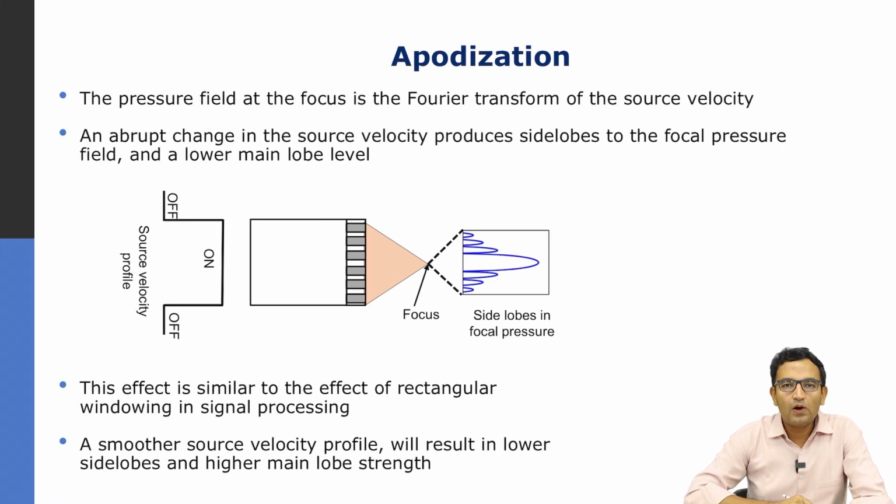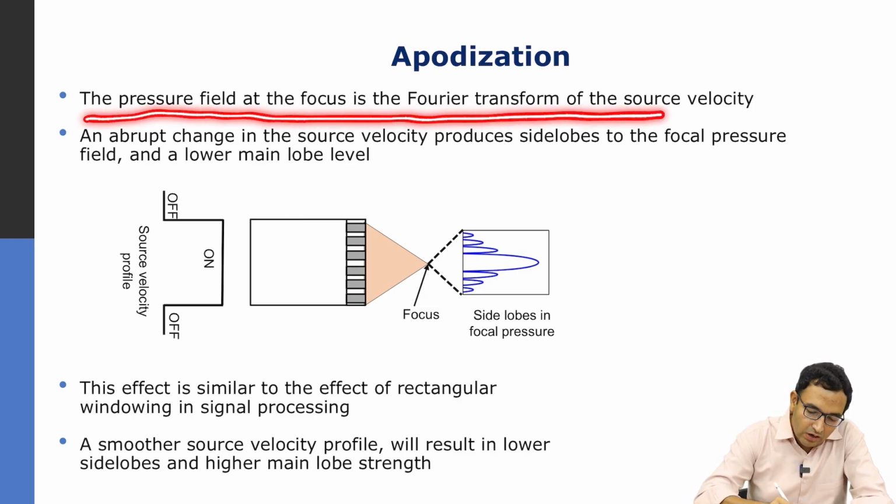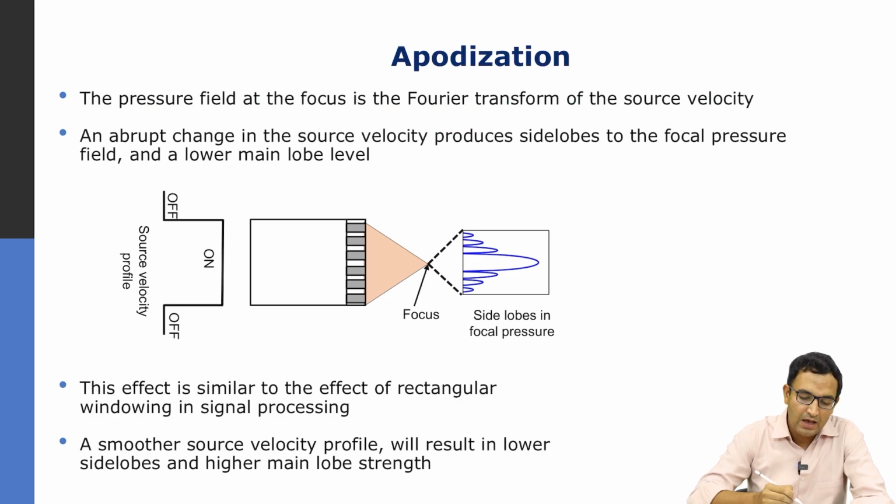So moving on, now let us talk about something called apodization. Apodization literally means foot shaping, or you can think about it as footprint shaping. First let us make an important observation. I have not done the derivation for this, but for now let us take this and remember this. This is a very important point: if you have a transducer and you look at the focal point, the pressure field is actually the Fourier transform of the source velocity. So what do I mean by source velocity?